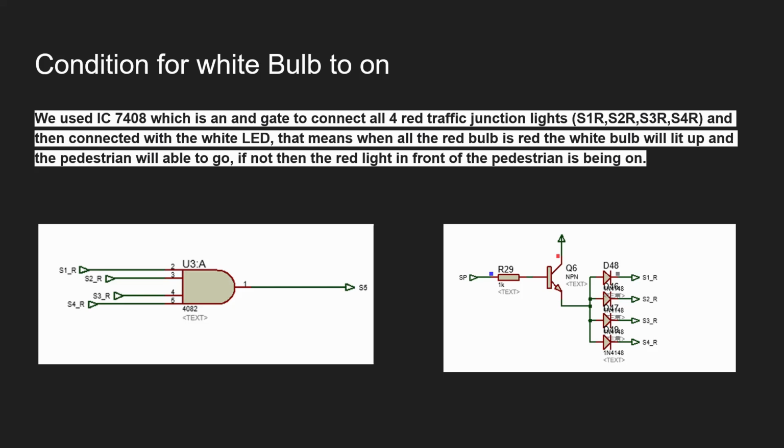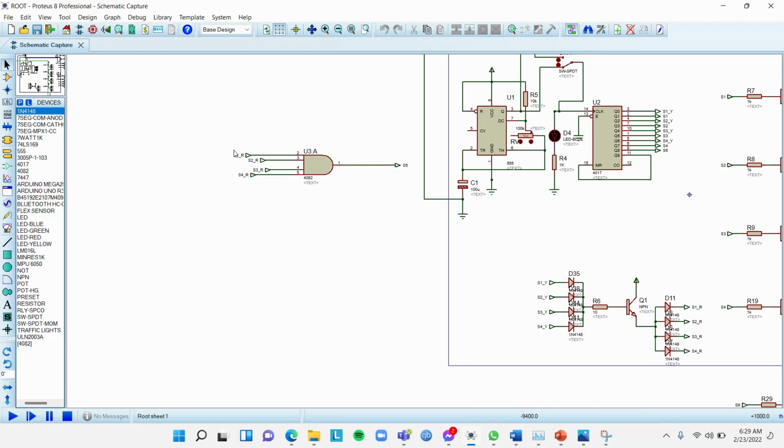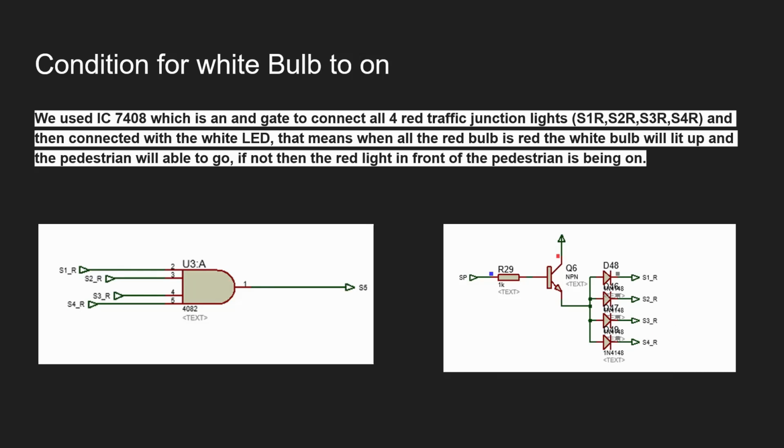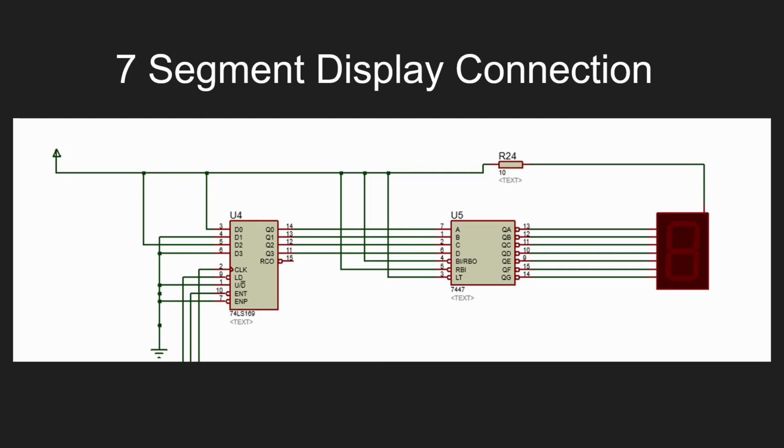We used IC7408, which is an AND gate, to connect all four red traffic junction lights S1R, S2R, S3R, S4R respectively, and then connected it with the white LED. That means when all the bulbs are red, the white bulb will light up and the pedestrian will be able to go. If not, then the red light in front of the pedestrian is on.